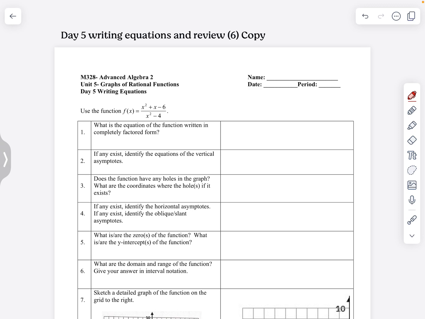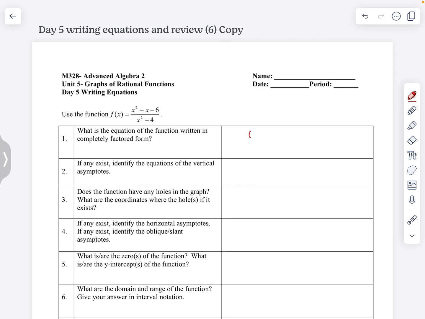What is the equation of this one in factored form? So if you haven't done that or you're waiting for me, let's go ahead and just factor it. If any exists, let's identify the equation of vertical asymptotes. Now you might be thinking I should write two, but I cannot write two vertical asymptotes because one of them is actually representing a hole. So I would actually have only one, and that is at x equals -2.